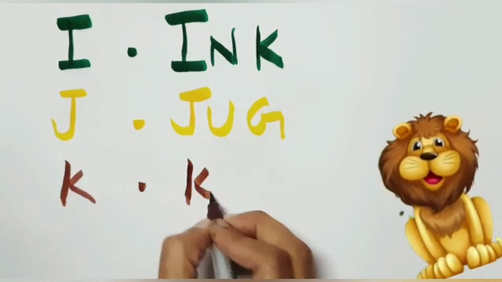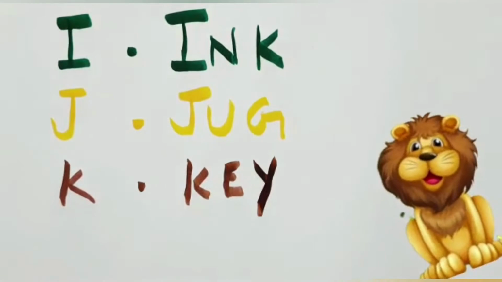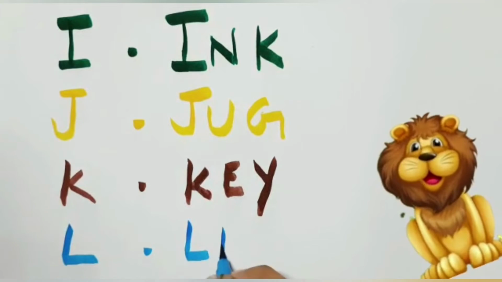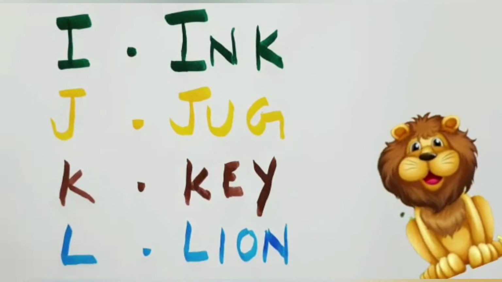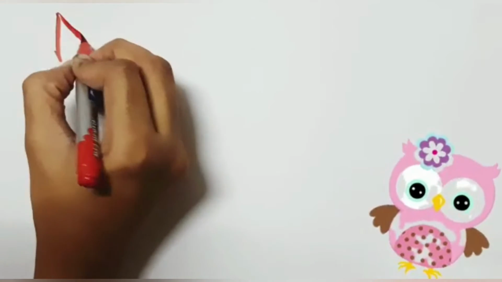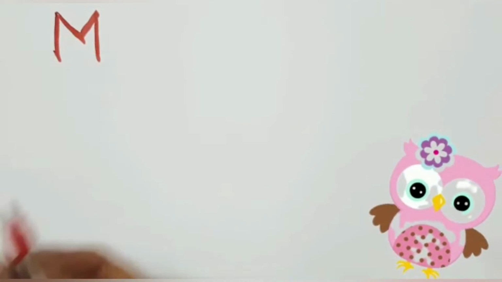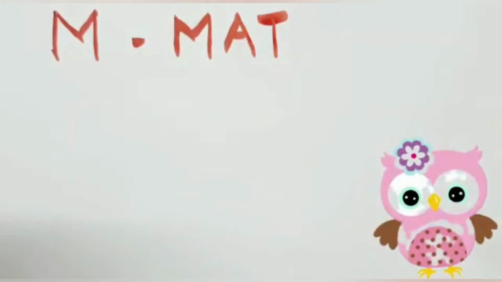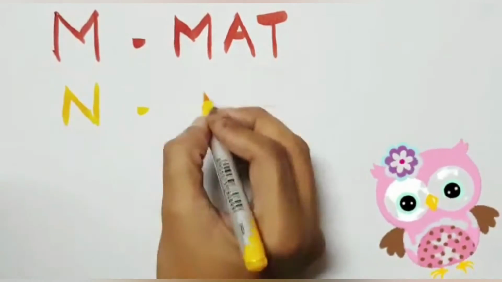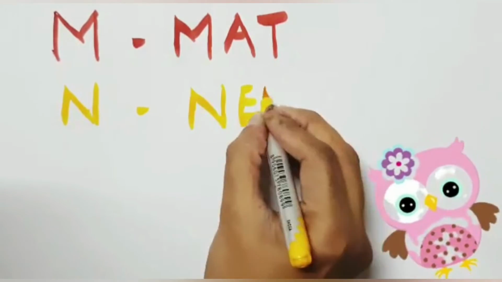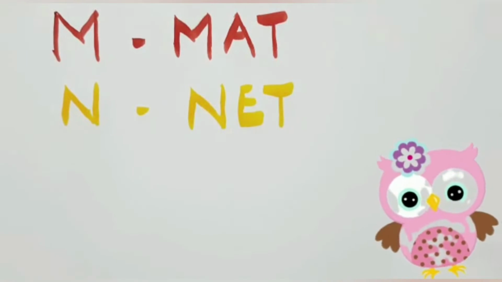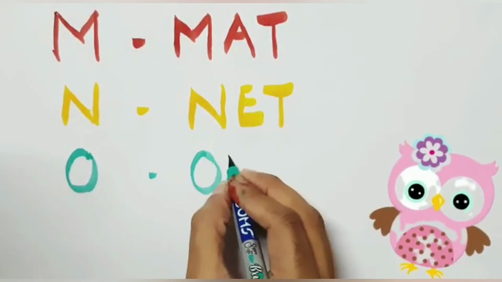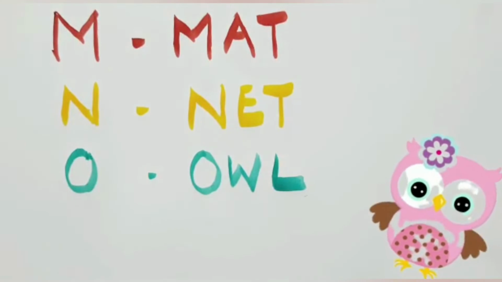K, K for key, K E Y, key. L, L for lion, L I O N, lion. M, M for mat, M A T, mat. N, N for net, N E T, net. O, O for owl, O W L, owl.